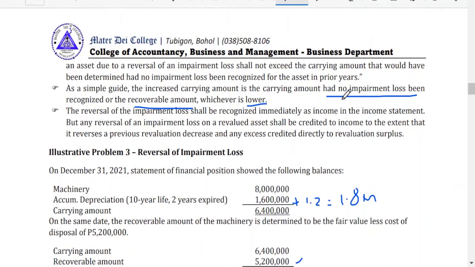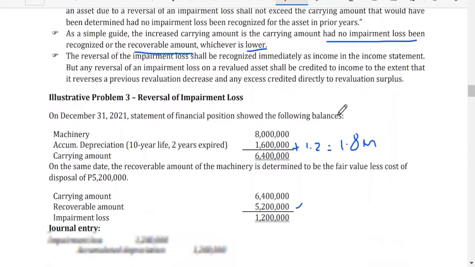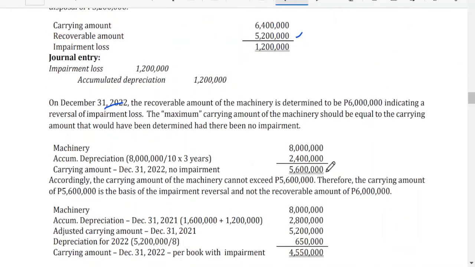Remember the rule earlier, if you're going to reverse the previous impairment loss, your basis should be the lower amount between the carrying amount without the impairment and the recoverable amount. Now, the carrying amount with no impairment is 5,600,000. Compare that with our new recoverable amount. Therefore, you have to use the carrying amount without impairment and not the new recoverable amount, although we know that the recoverable amount is greater than the carrying amount with impairment.